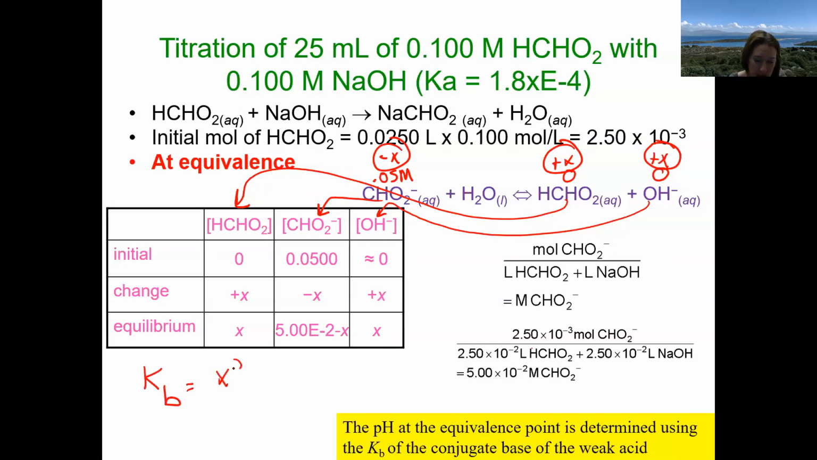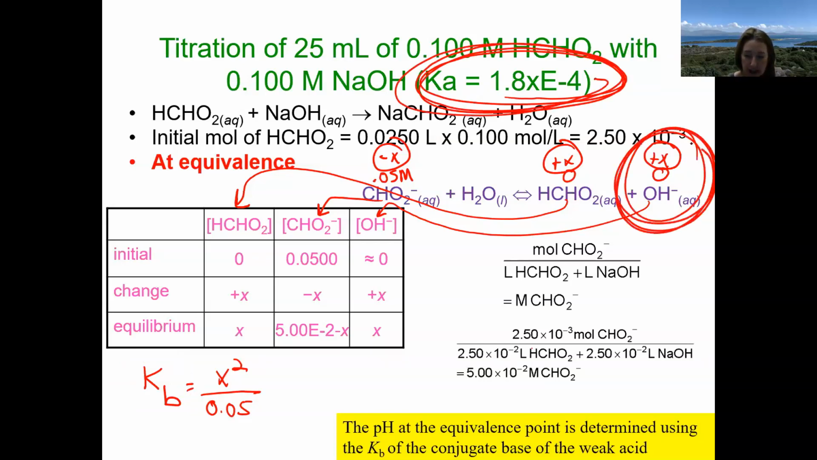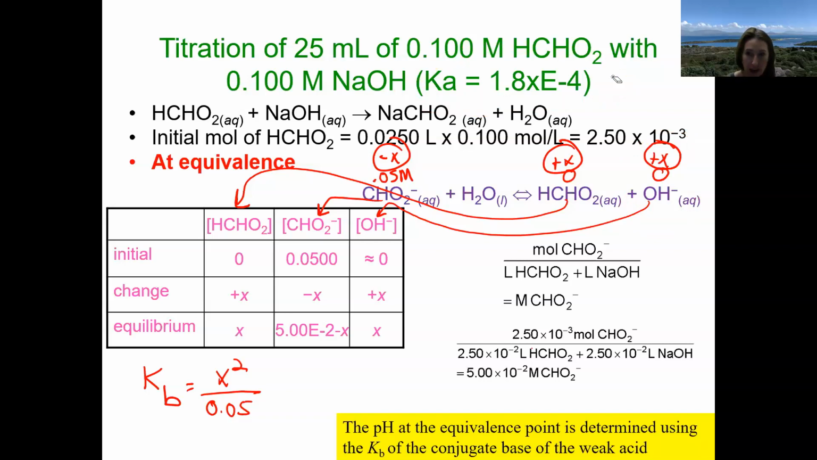is going to be X squared over 0.05. KB, again, this was on your quiz on Monday too. This is KA, but this is a base. So I need to change my KA into my KB, right? That was on your third page, the top question, K to KB. So I cannot use this number. I must use KB. How do we go from KA to KB? 1 times 10 to the negative 14th, divide.